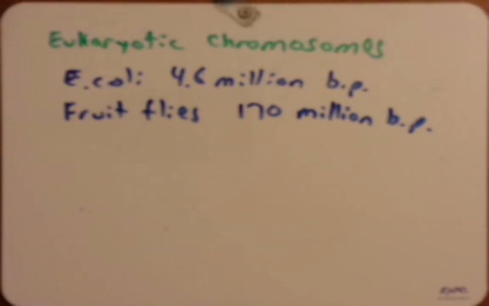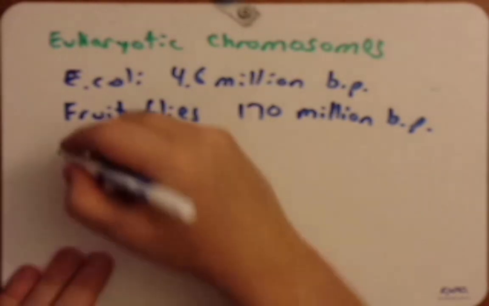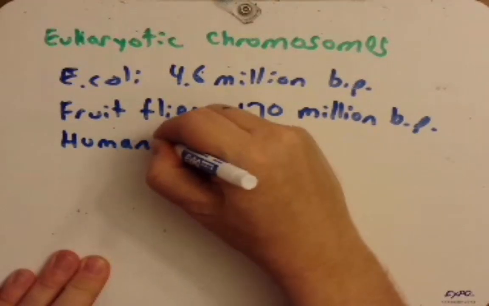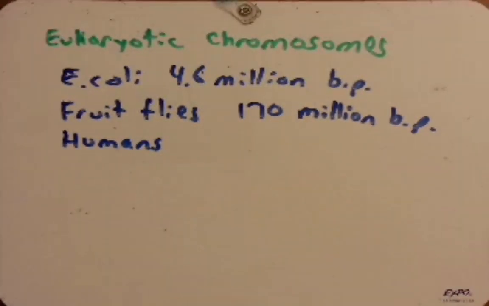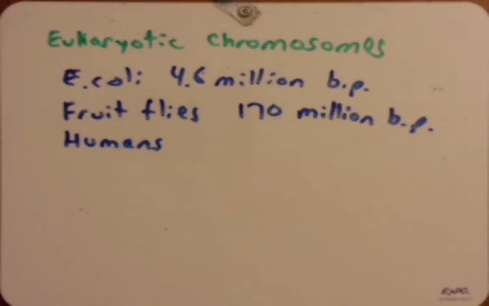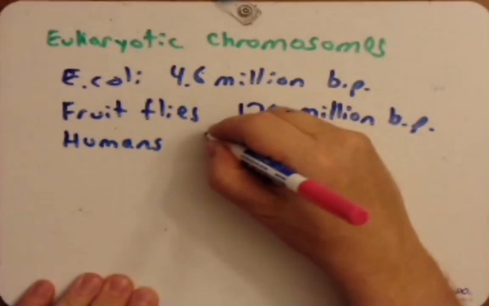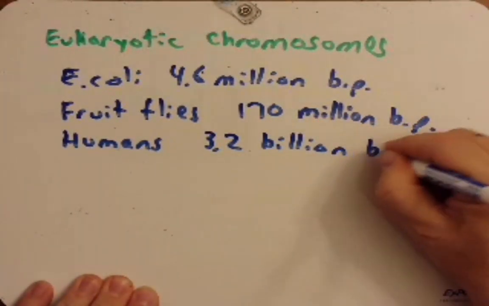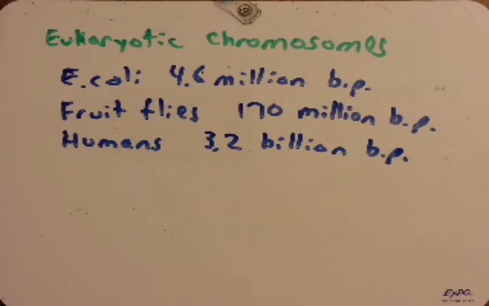But a fruit fly is more complex. Humans, we might expect, because we think of ourselves as the most complex organism. Perhaps we think that. We have roughly 3.2 billion base pairs. But we have to be careful. More doesn't always mean more complex or better or more adaptive. Sometimes these are just numbers.